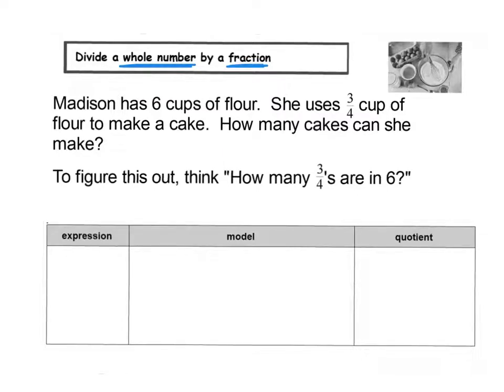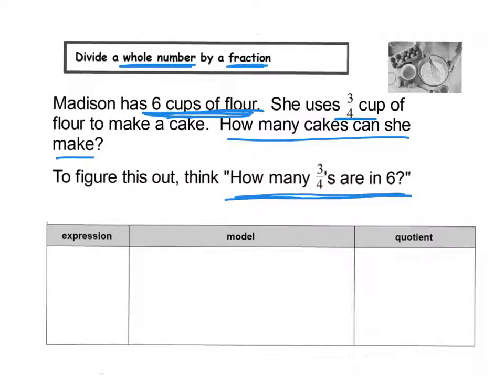Okay, so here it says Madison has 6 cups of flour. Go ahead and underline the important information right along with me. She uses 3/4 of a cup of flour to make a cake. How many cakes can she make? All right, so she's got 6 cups of flour to begin with, and she needs to break that into 3/4 cup servings that she can use for each cake. To figure this out, we're going to think how many 3/4 are in 6.